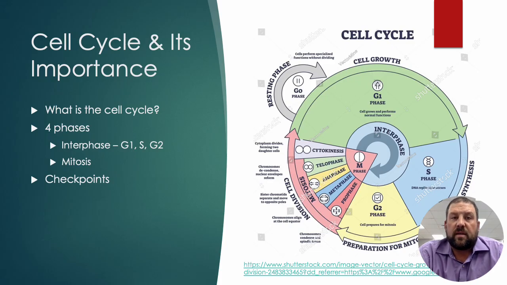In summary, the cell cycle is a carefully regulated process that ensures cells grow, duplicate their DNA, and divide accurately. Its phases and checkpoints work together to keep our bodies functioning and healthy.